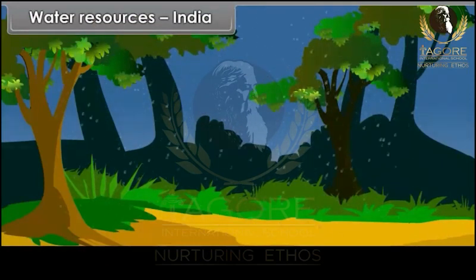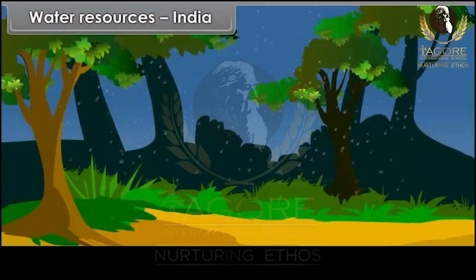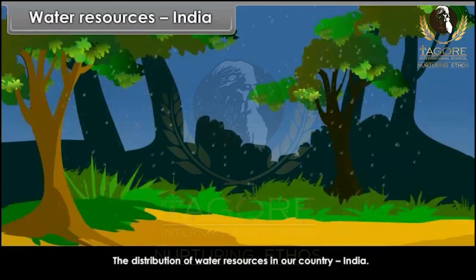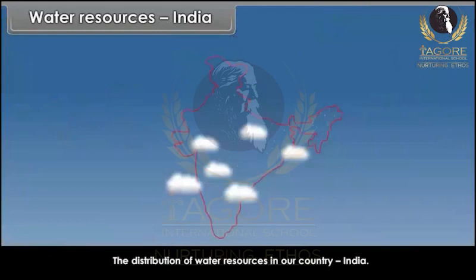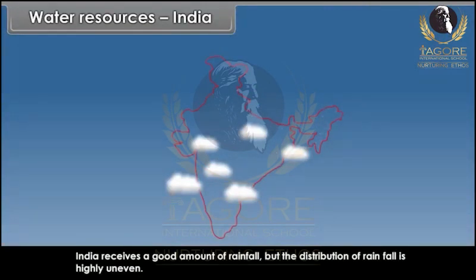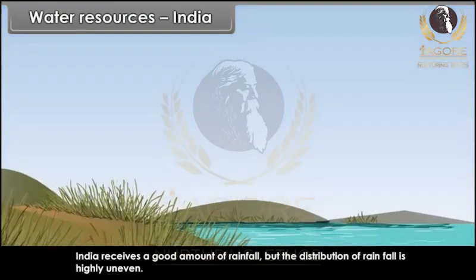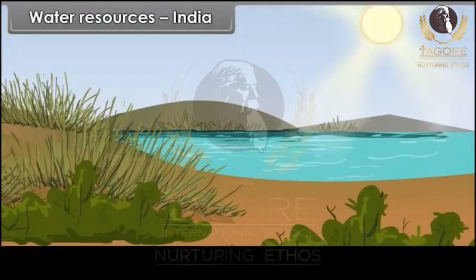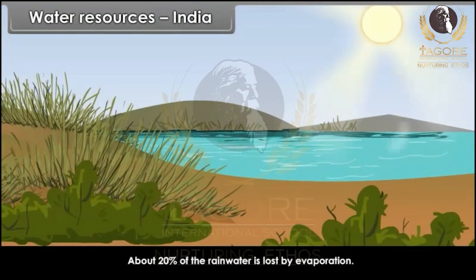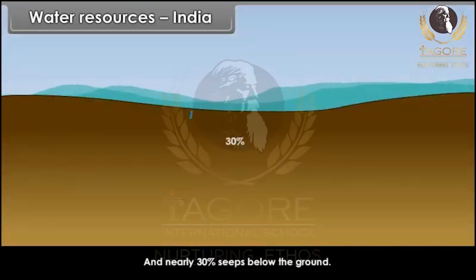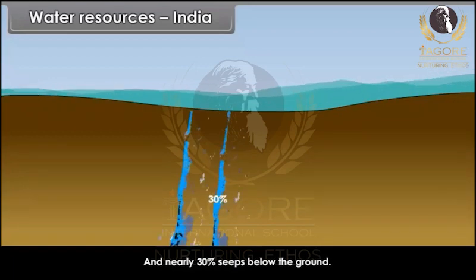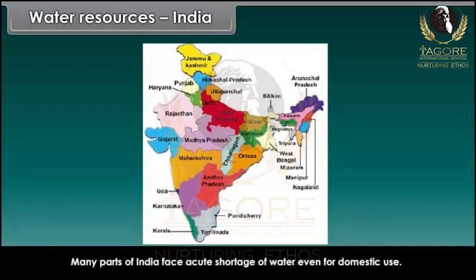Water resources, India. Here we will study the distribution of water resources in our country, India. India receives a good amount of rainfall, but the distribution of rainfall is highly uneven. About 20% of the rainwater is lost by evaporation, and nearly 30% seeps below the ground. Many parts of India face acute shortage of water, even for domestic use.